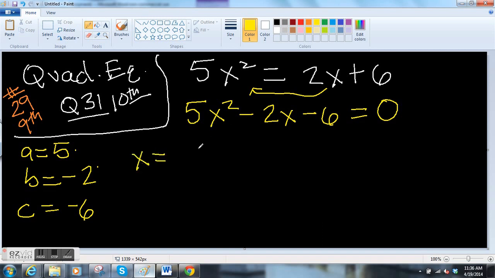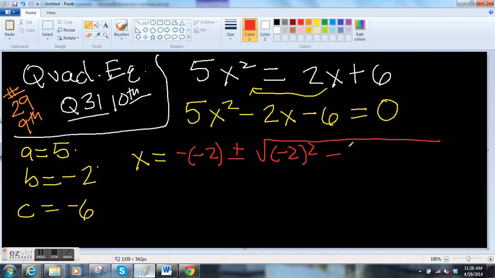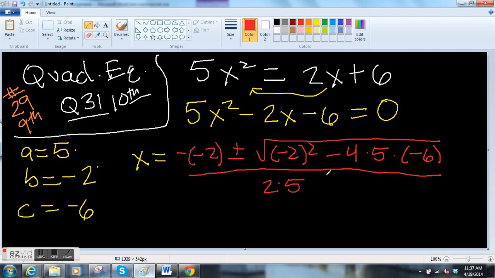So our formula, x equals negative b. I'm going to make a different color here. Negative b, b is negative 2, plus or minus square root. The song is stupid, but it may help you remember it. So b squared is negative 2 squared, right? Minus 4 times a times c, which is negative 6. Do you see how the negative signs are just going to be there snapping at your heels? And all over 2a. Oh, excuse me, yeah, 2a. 2 times 5. So now we just have to simplify.